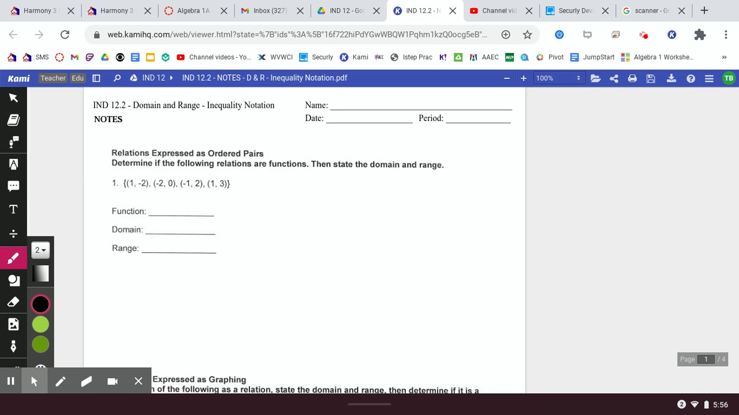Good morning. We will be doing indicator 12.2 today. And so I've prepared some notes for you in the video. You will need to get out your 3-ring binder and make sure that you are taking notes in your binder so that you're ready for note check later on in the week.